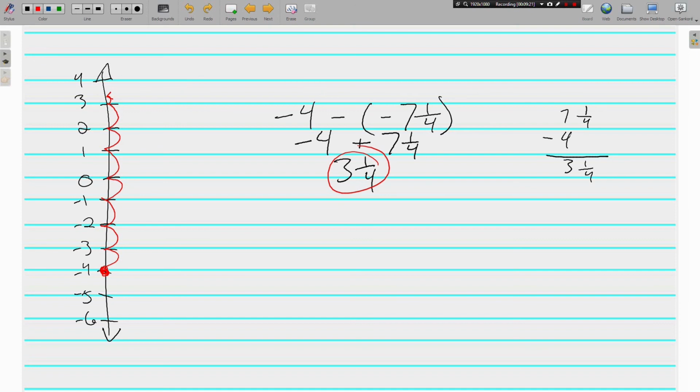Alright, rationals on the number line. Make sure you know what a rational number is and what it is not. Make sure you know how to plot points and that you can combine rationals using the number line.